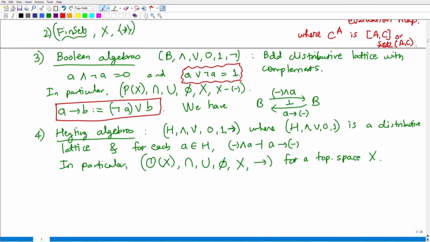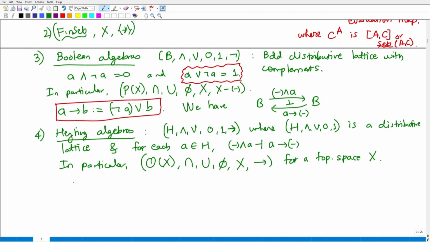Yeah, so Heyting algebras are used in intuitionistic logic, whereas Boolean algebras are used in classical logic. So classical logic has this property, A join negation A is equal to 1, whereas in Heyting algebras or intuitionistic logic we do not have that. And here everything that you do is the same.